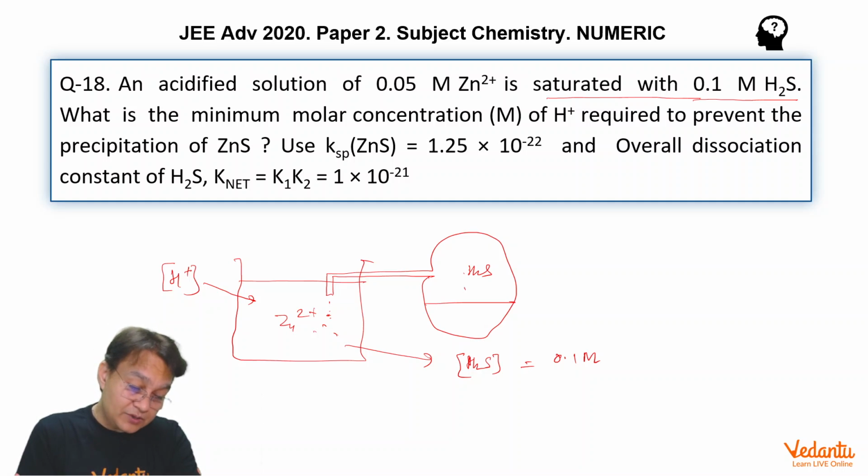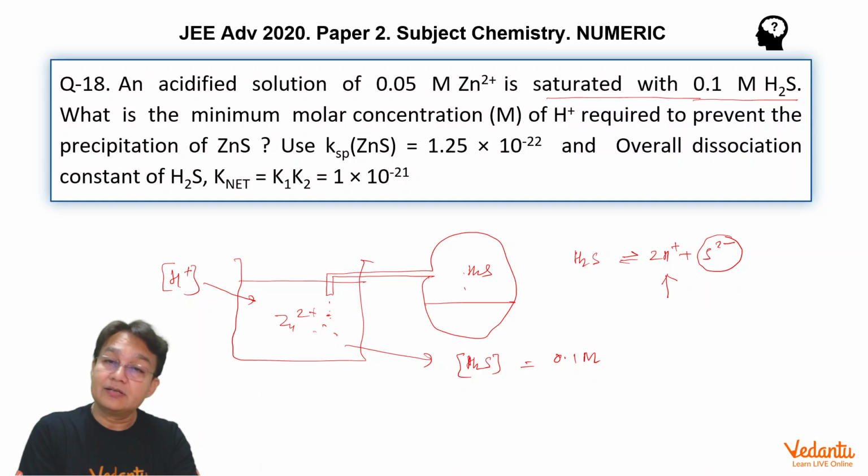That means we have to add H+ ion here. The ionization of H2S can be represented as 2H+ plus S2-. So if we increase the concentration of H+ ion, this equilibrium will shift in the backward direction and the S2- concentration will decrease. If the S2- concentration is very low in the presence of H+ ion, then Zn2+ cannot be precipitated. The idea of this problem is to find the H+ ion concentration at which S2- will not react with Zn2+ to form zinc sulfide.